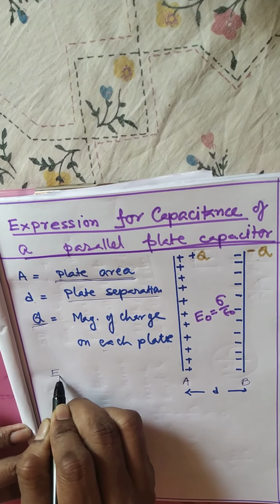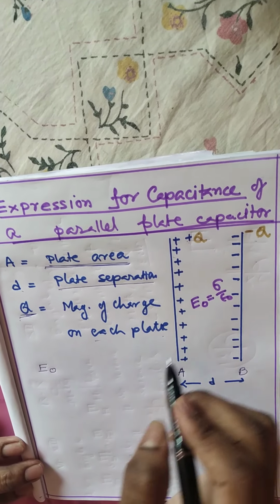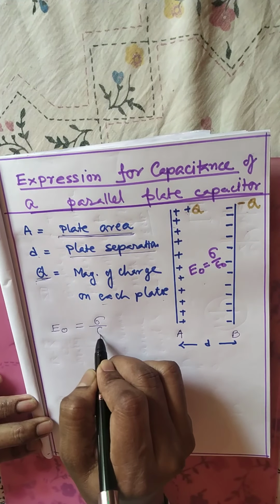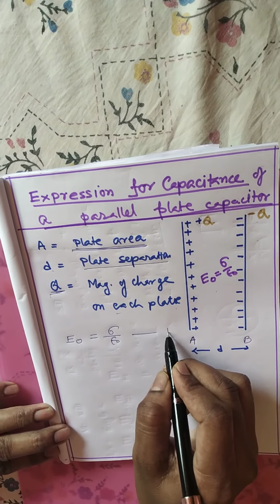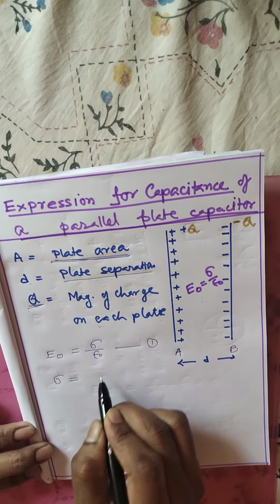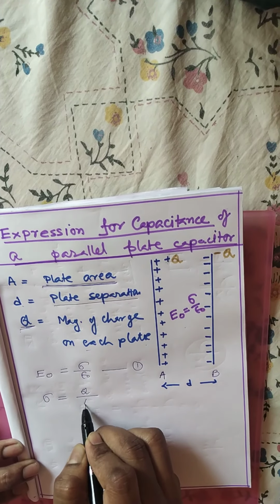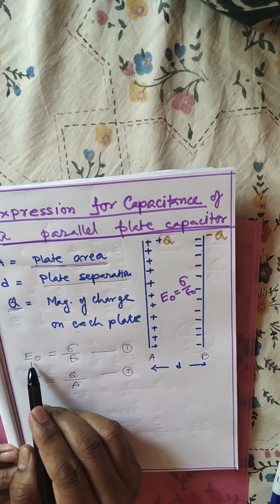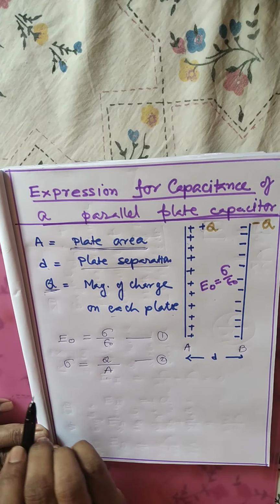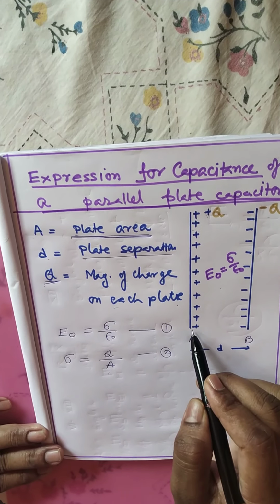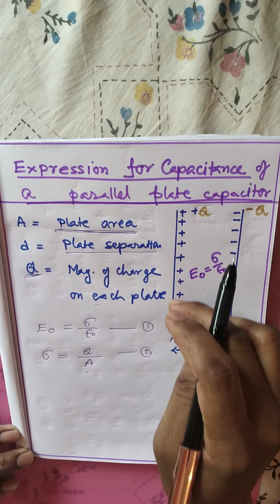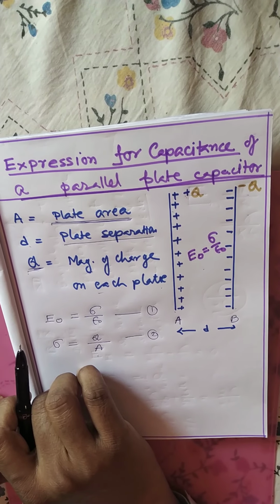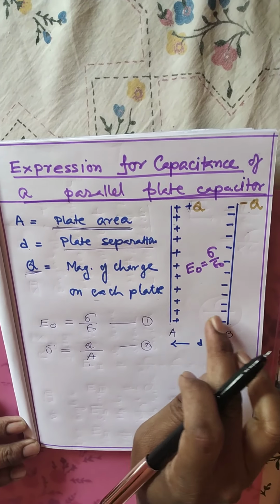Now we know that the electric field in the space between the plates, E naught, is equal to sigma by epsilon naught. What is sigma here? Sigma is nothing but the surface density of charge, that is Q by A. Okay. Now see, if E naught is known, can we find the potential difference between A and B? Here this plate has positive charge, the positive potential. Here it is negative charge, meaning negative potential. Okay. Now how to find the potential difference?